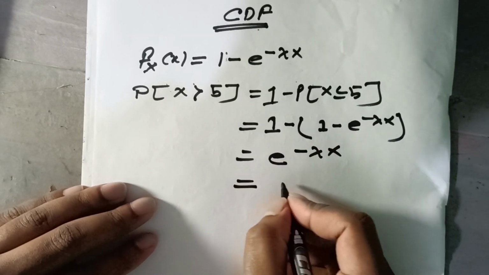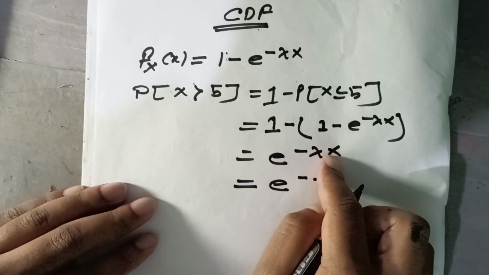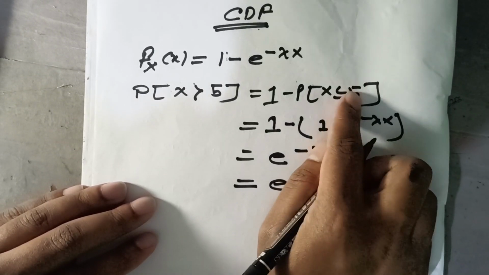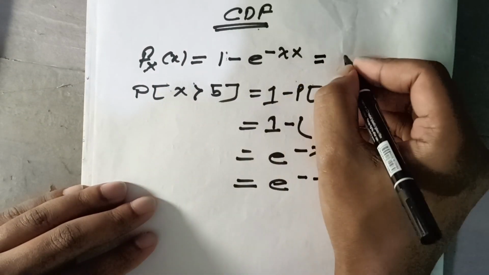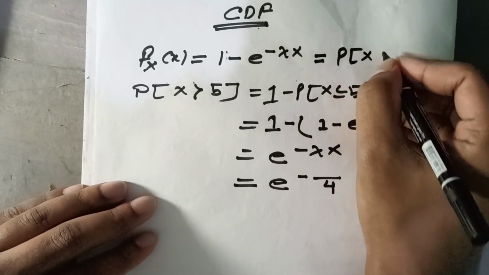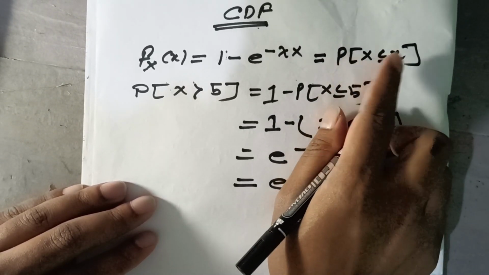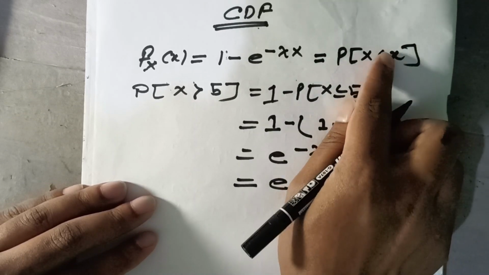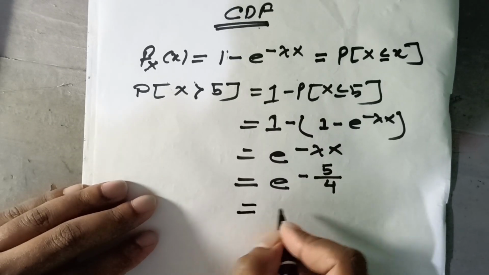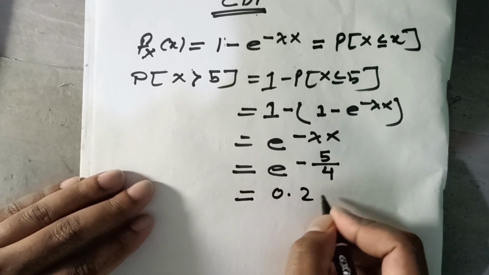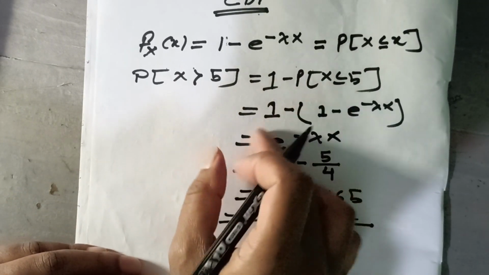What was our lambda? It was 1 by 4, so e to the power minus 1 by 4 times x. What was our x? Yes, our x was 5, from the definition of the CDF, because the CDF can be written as the probability of X less than or equal to x. So x will be 5. So this is the answer, 0.2865, and this is the simple and direct solution for that.